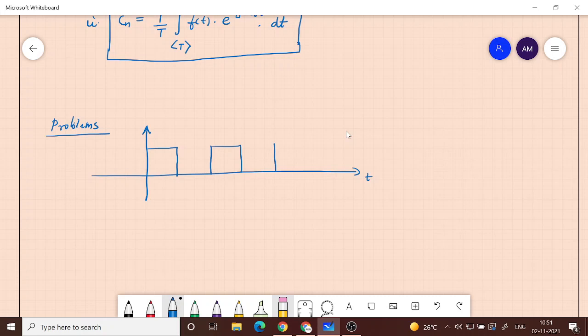Okay, this is a periodic signal, it continues forever. I am only drawing a few of the cycles. Let's say this is 1, then 2, 3, 4, 5, and let's say this is A. So this is the signal given to us. This is our f of t.